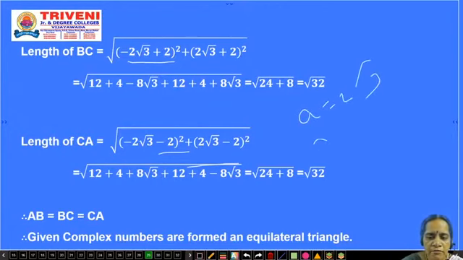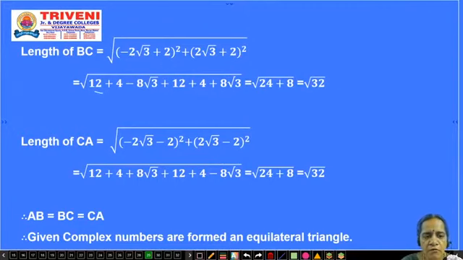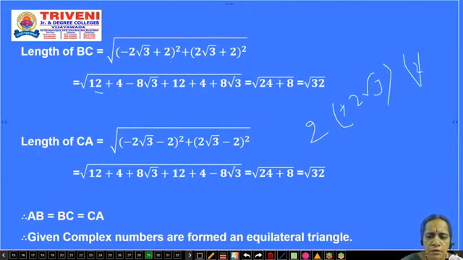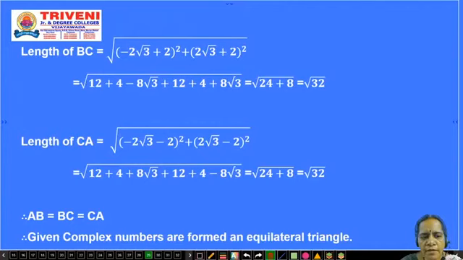Okay, a square means 2 square, 4, root 3 whole square means 3, that is 4 into 3, 12. The value of a square is equal to 12, and b square means 2 square, 4, and minus 2ab, that is equal to minus 2ab means 2 into minus 2 root 3 into 2. 2 into 2, 4. 4 2's 8. 8 into root 3, 8 root 3.